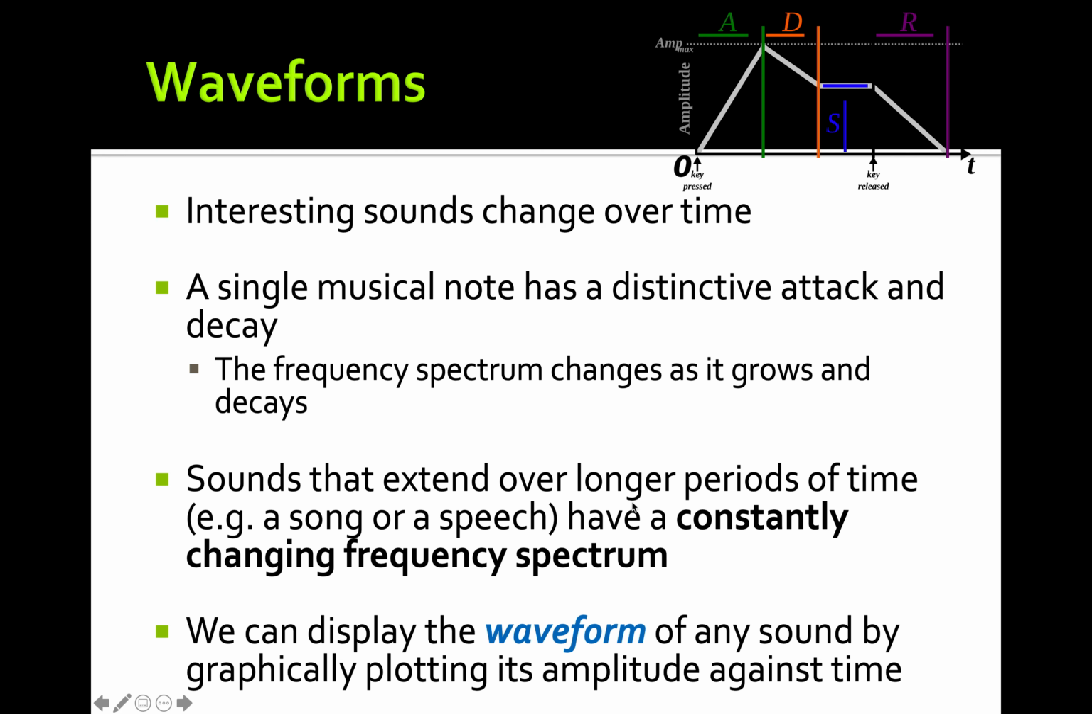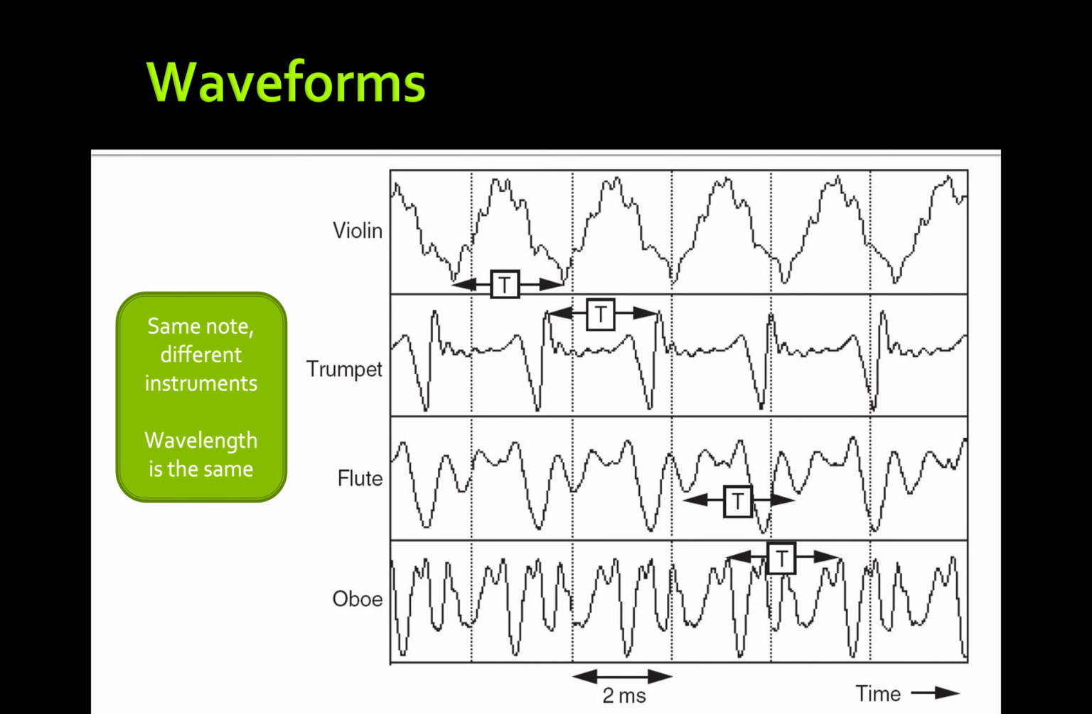Sounds that extend over a longer period of time have a constantly changing frequency. As I told you, when we are speaking, our frequency is changing all the time, so it is a constantly changing frequency spectrum. We can display the waveform of a sound by graphically plotting its amplitude against time. So the graphs that I have shown you here are plotting the amplitude of the sound at a specific time.